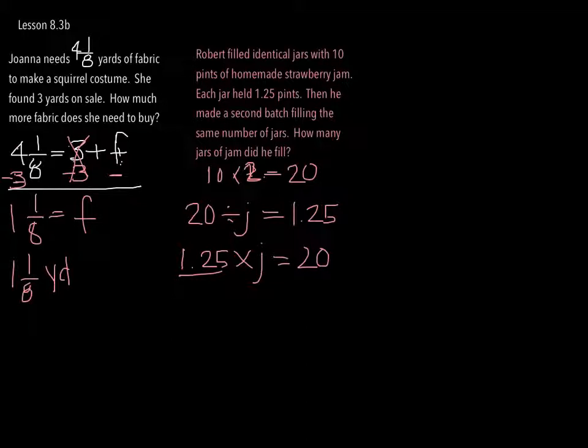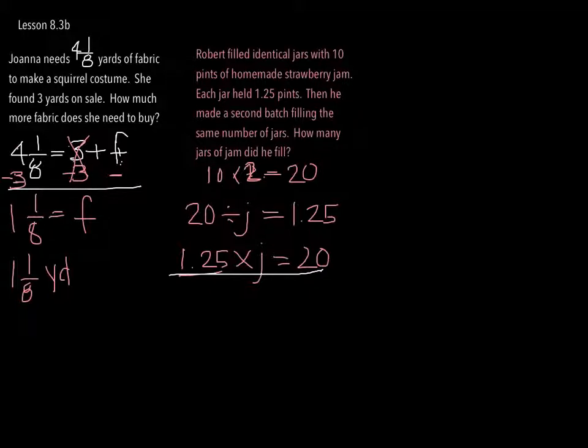Quite honestly, I think this one here is a little bit easier for us to deal with, because of what I'm going to do as we solve it. If I have 1.25 times j, what's the opposite of times? Well, divide.